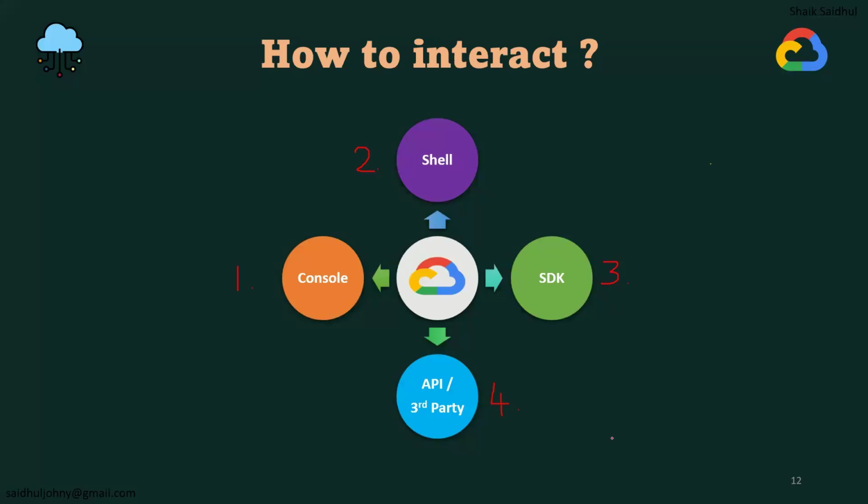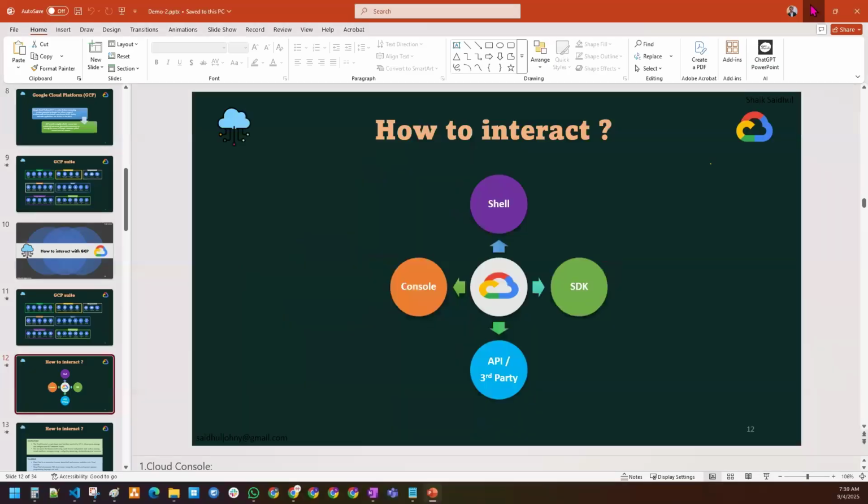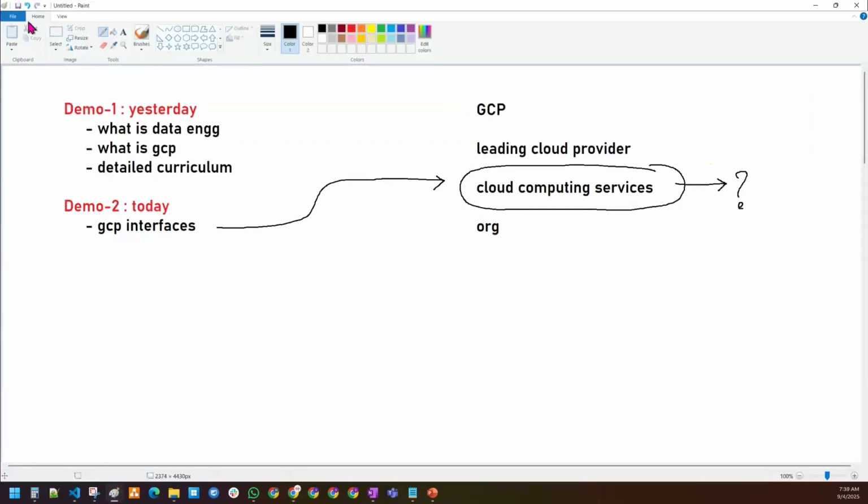Today we are going to see each and every method with a lab session. We are going to see practically what the console is and how we interact with it, what Cloud Shell is and how we interact with it, and what Cloud SDK is and how we interact with it. That is the session today. For that, let me go to my paint and I'll try to explain it here in very detail.